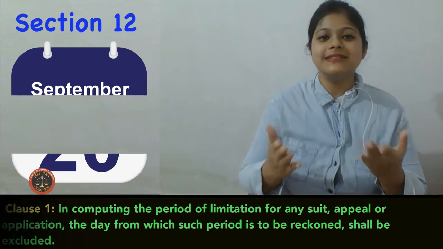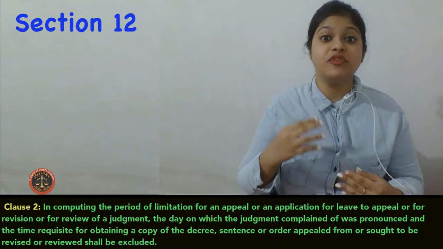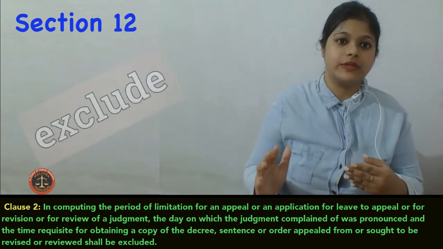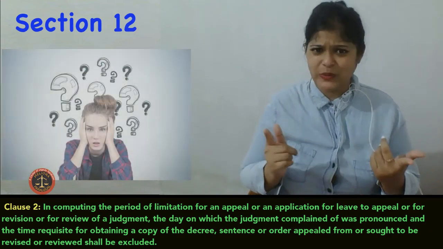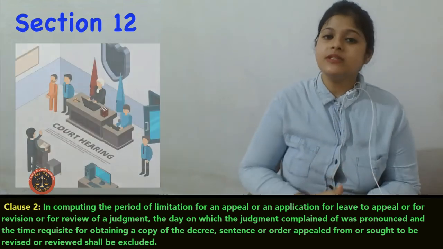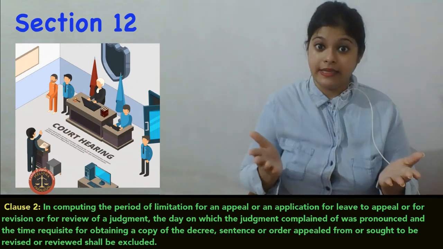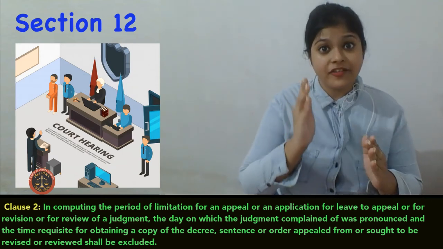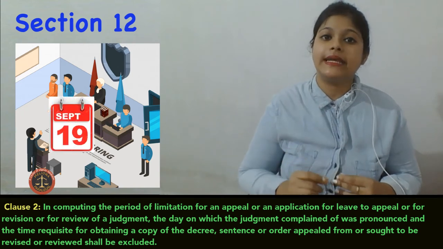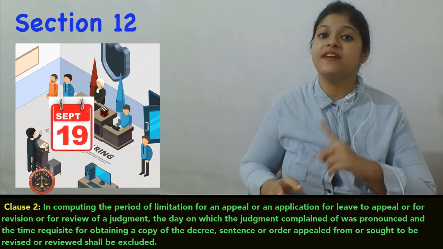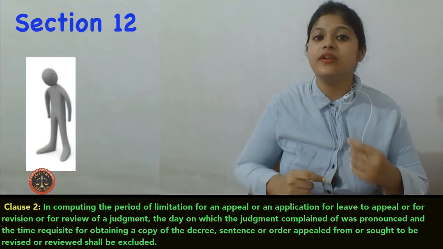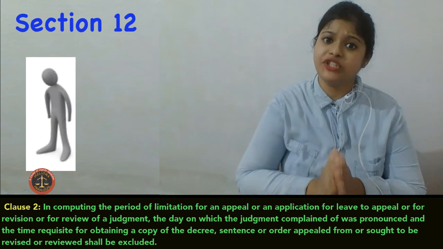Moving on to the second clause, which says that the time requisite to obtain a copy of judgment will be excluded. Again, it's confusing, right? Okay, let's take a simple example. Suppose there are two parties, A and B, whose case is under trial in court. On September 19, 2020, the judgment is passed in favor of A. Now B wants to file a review, revision or appeal against the judgment.